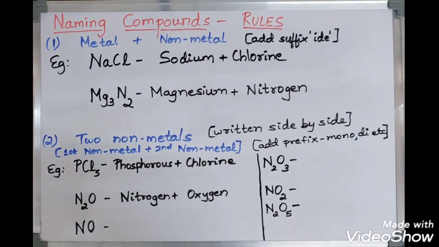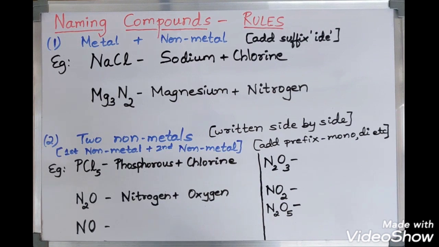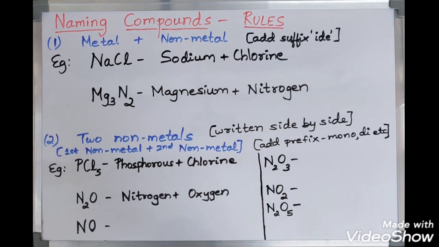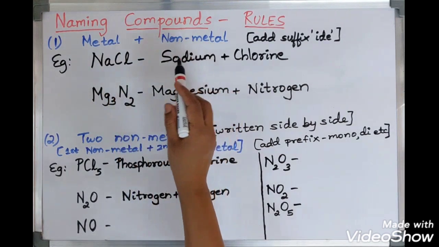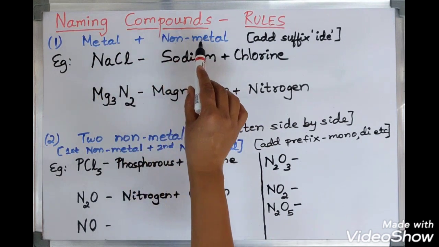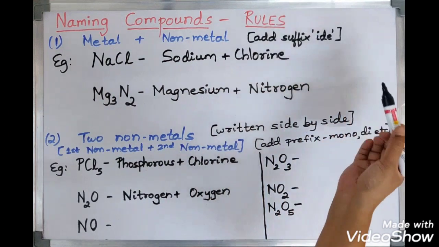Let us learn how to name chemical compounds. Here, when we mean compounds, we mean inorganic compounds only. Organic compounds have a different set of rules which you will be learning in grade 10. So now when you write the name of inorganic compounds, these rules are to be followed. The first rule is, if the inorganic compound has a metal and a non-metal, you should add suffix to the non-metal only.